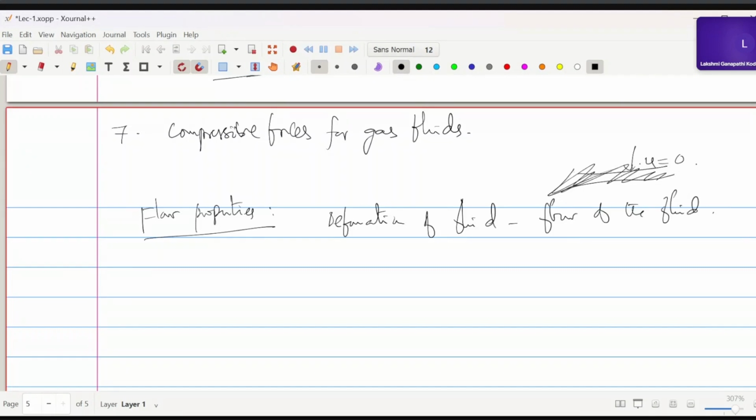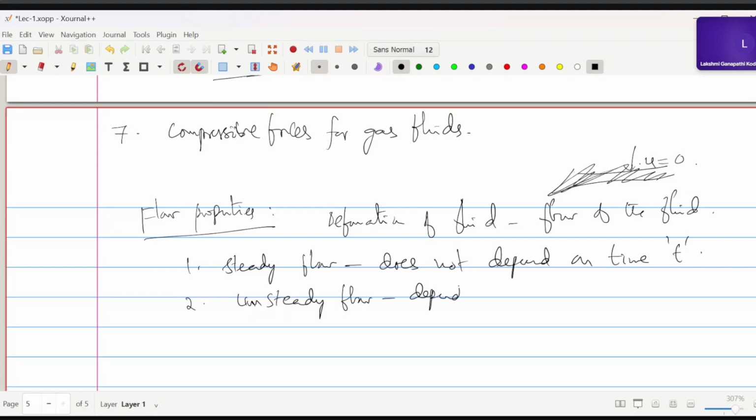So the types of properties that we have here: one is steady flow. Steady flow is something which does not depend on time t. The other one is unsteady flow. Unsteady is just the opposite. Unsteady flow is one that depends on time, also called transient flow. Okay, so this is called unsteady. Are you following?